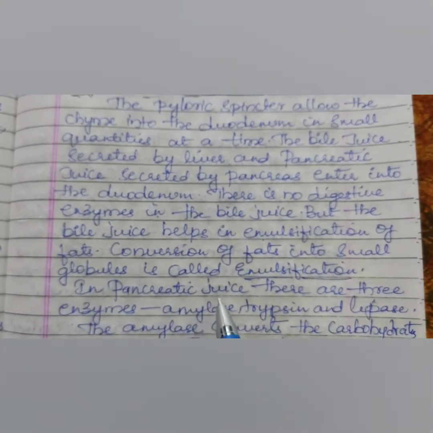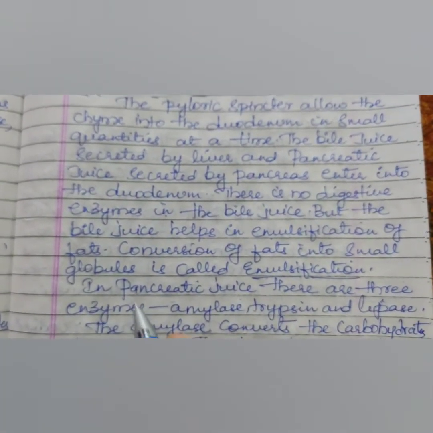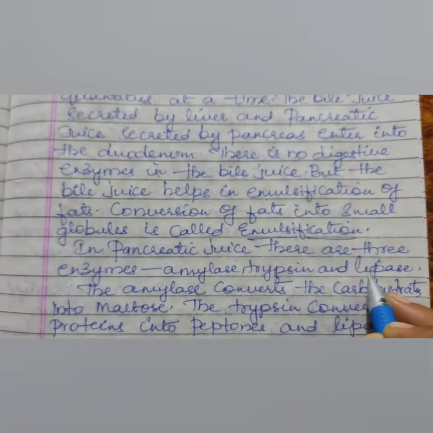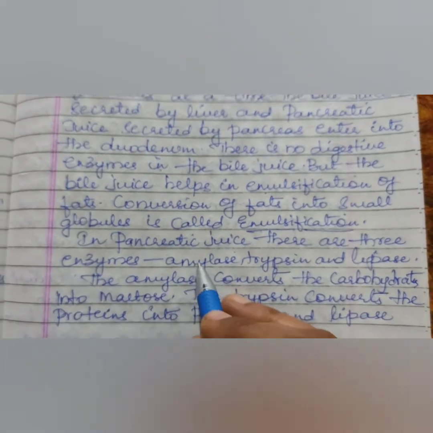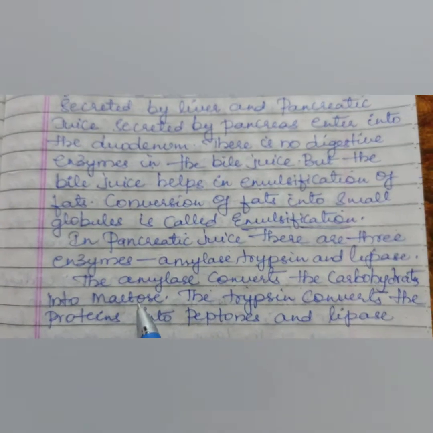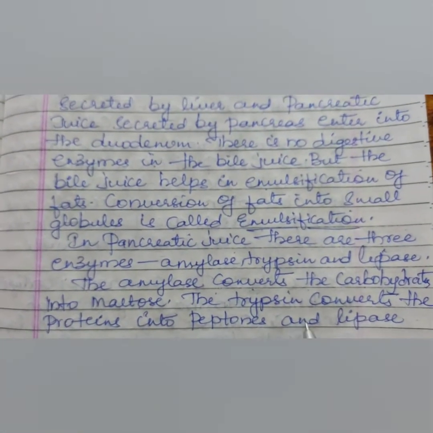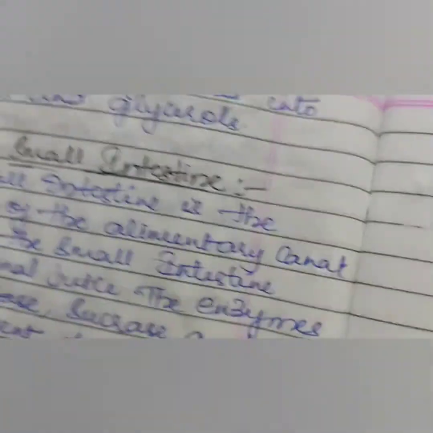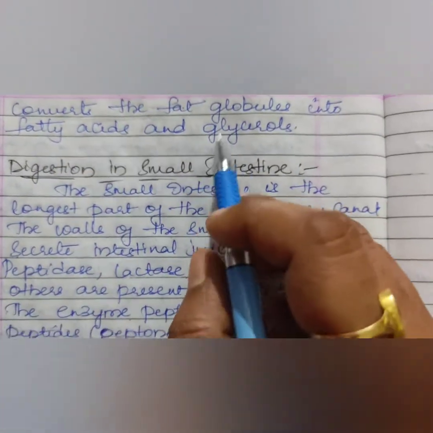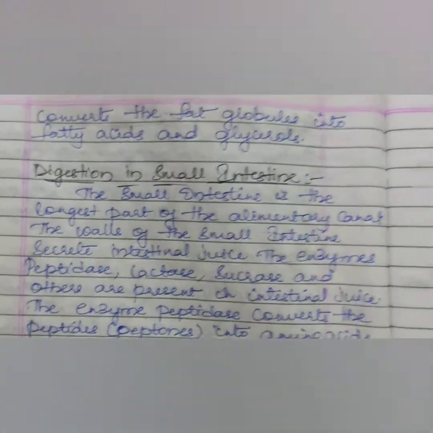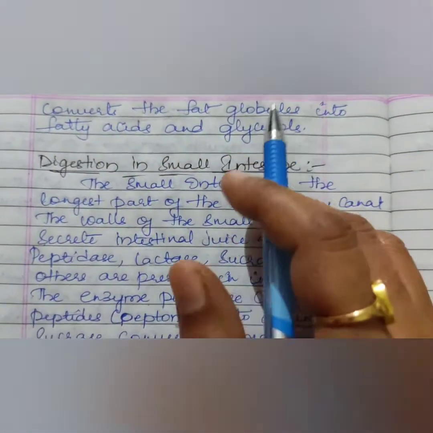In pancreatic juice, there are 3 enzymes: amylase, trypsin and lipase. Firstly, amylase converts the carbohydrates into maltose. Next, trypsin converts the proteins into peptones. And the next enzyme, lipase, converts the fat globules into fatty acids and glycerol. Yes, the 3 enzymes do this activity.